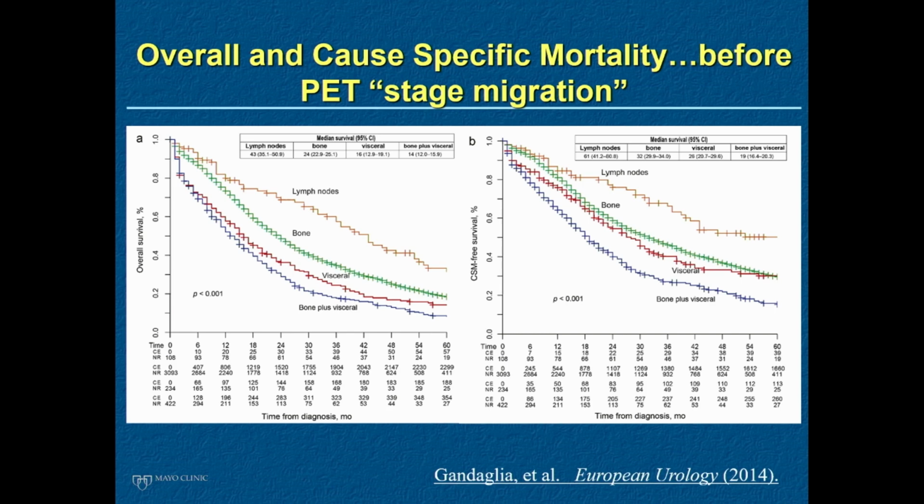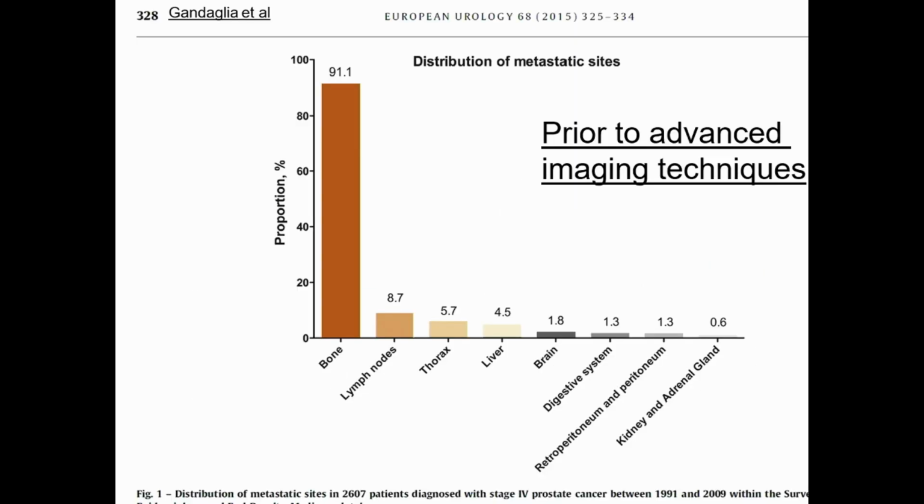What we've seen with PET is certainly we're going to see a stage migration. We're going to be picking up nodes and bone mets a lot earlier than we did with conventional imaging. So it's going to look like patients are surviving longer, where in fact we're picking up the metastasis a lot sooner. And prior to any of this molecular imaging, the distribution of metastatic sites in patients with recurrent prostate cancer was bone, because we did bone scans as the PSA was rising. So this is certainly a bias compared to what we're finding now, with a lot of atypical metastatic sites that were previously undiscovered.